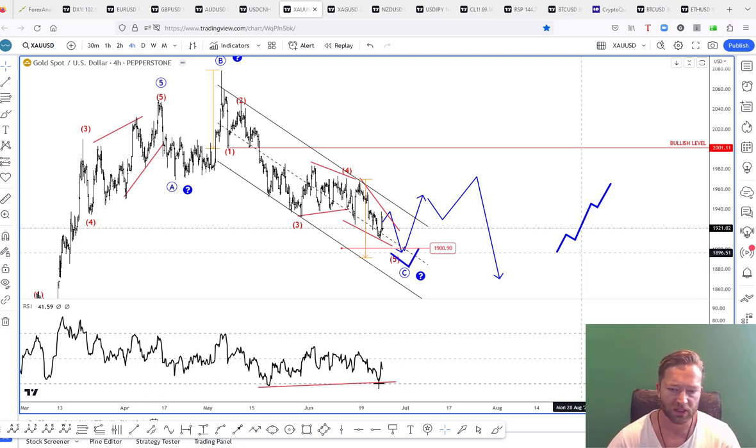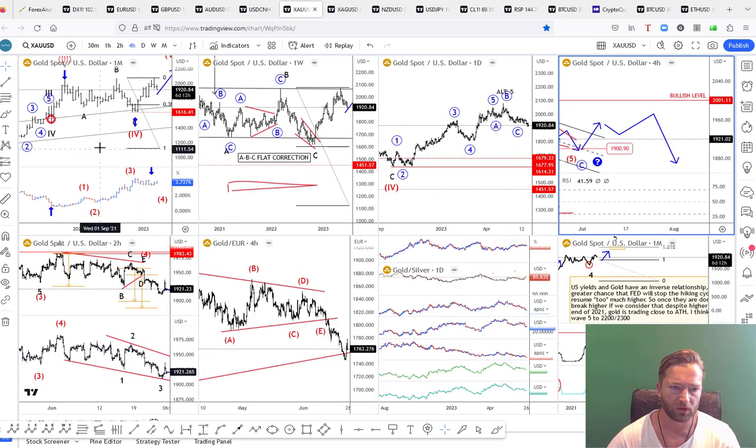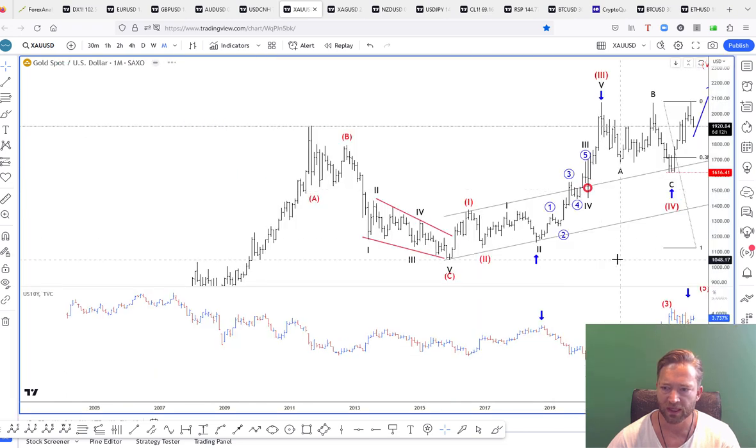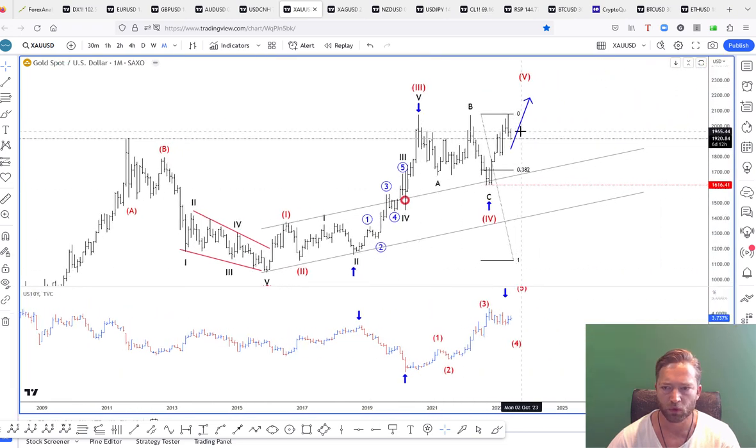Also looking at the RSI divergence here, slight one for now, but still I think that it can be showing us that we are in the late stages of this current drop. But on the big picture, I still think that gold has room for more upside.